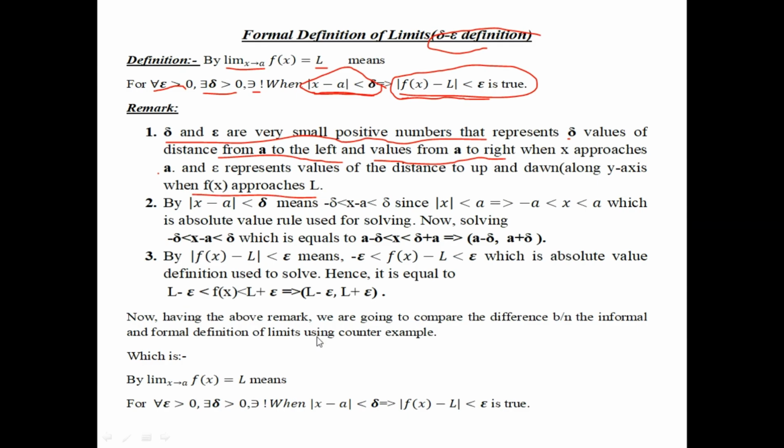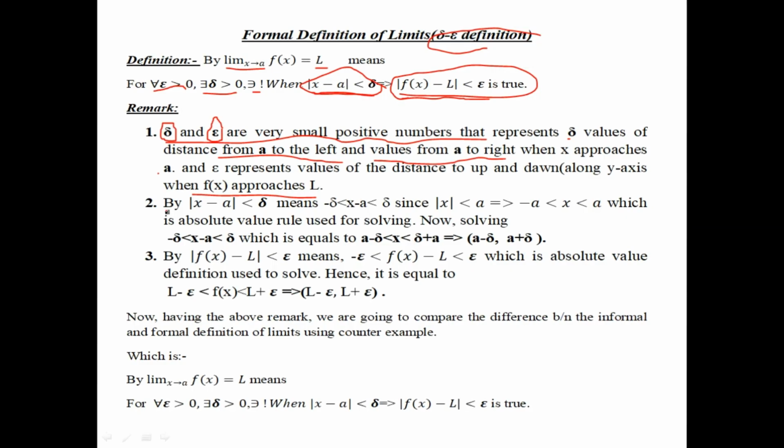So, in short, epsilon and delta are Greek letters actually, which we will use in this definition to represent very small positive numbers or distances.